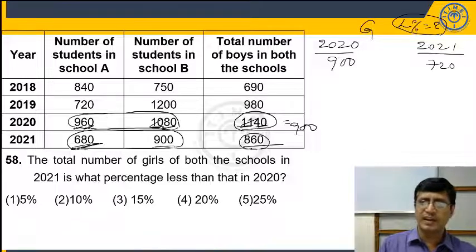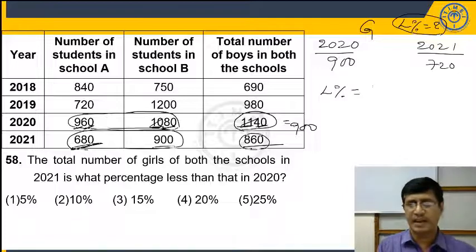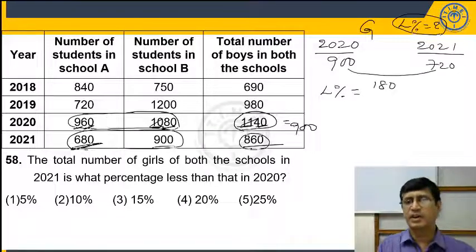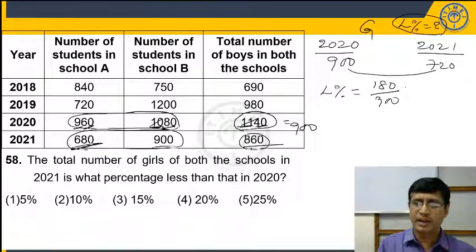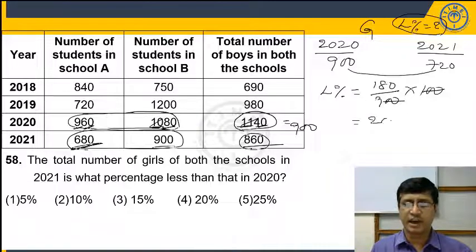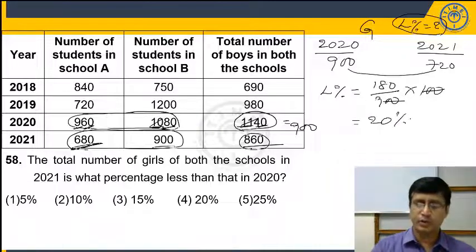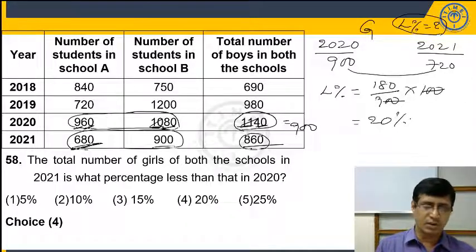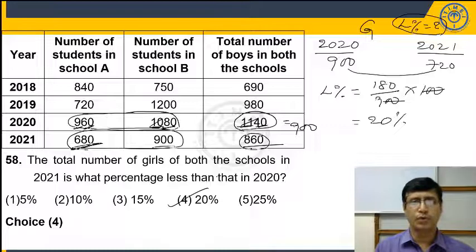So what to find? Less in the percentage. Less in the percentage means difference by higher value. Difference of these two numbers is 180. Higher value 900 into 100. Cancel the zeros. And 9 goes how many times? Exactly 2 times in 18. So how much is the value? 20%. The right choice, option 4. Fourth choice is the answer for this example.